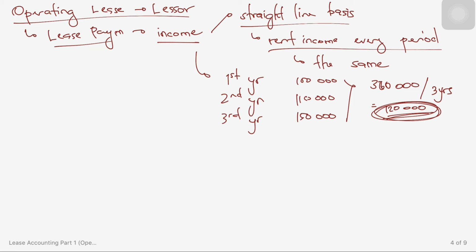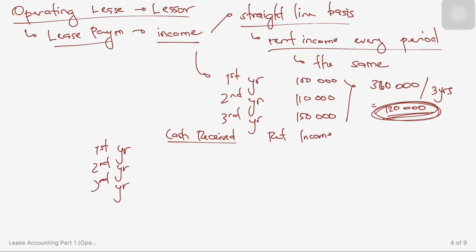Nagkakaintindihan ba? Ngayon, ganito. Lagay ko ulit dito. First year, second year, third year. Okay? So, dito, meron tayong cash received from the lessee rather. Then, meron tayo ditong rent income. And hindi pareho. That's why dito sa last side, meron tayong asset or liability na kailangan i-recognize.